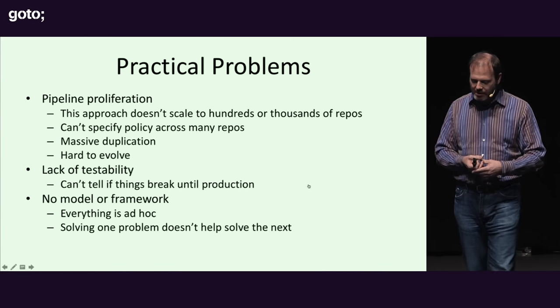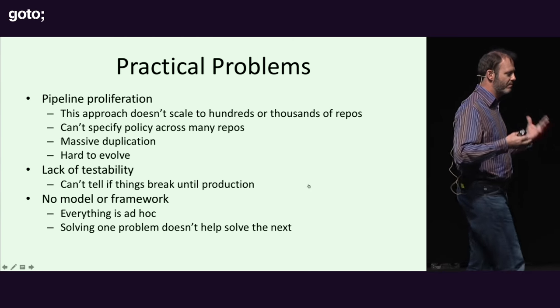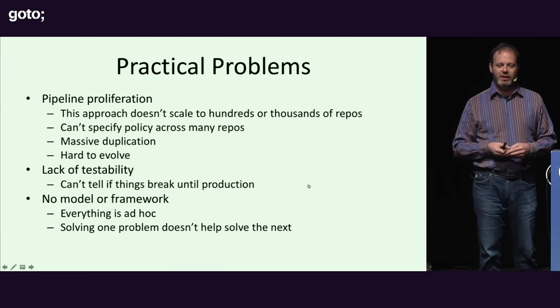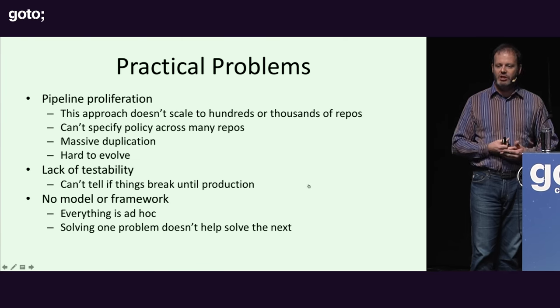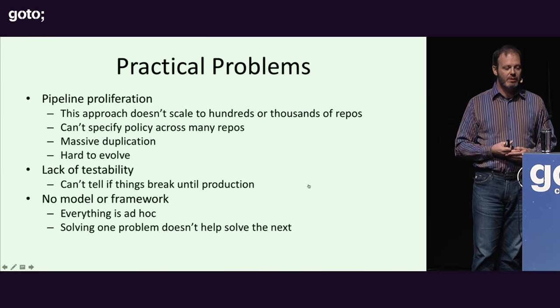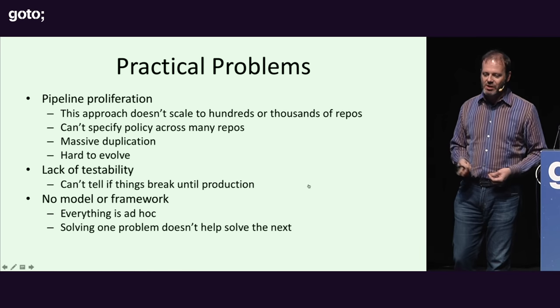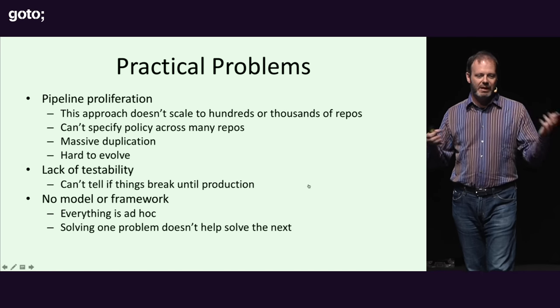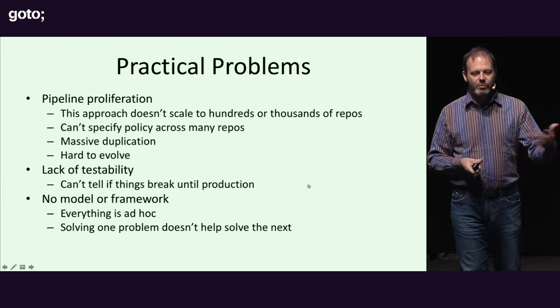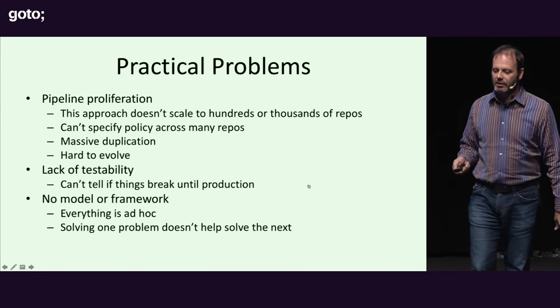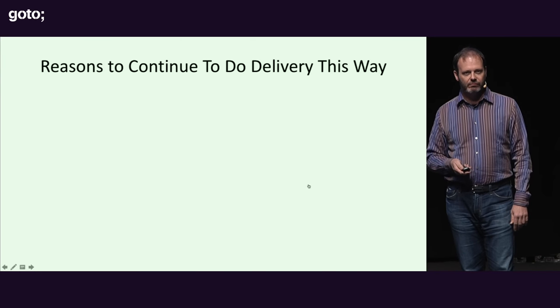You know what? In 70 years of computer science, we've come up with some rather more sophisticated means of communication between different pieces of logic than environment variables. So we don't really have a strong model or framework, which means that everything tends to be a bit ad hoc. It's like solving one problem doesn't necessarily make the next problem easier to solve.